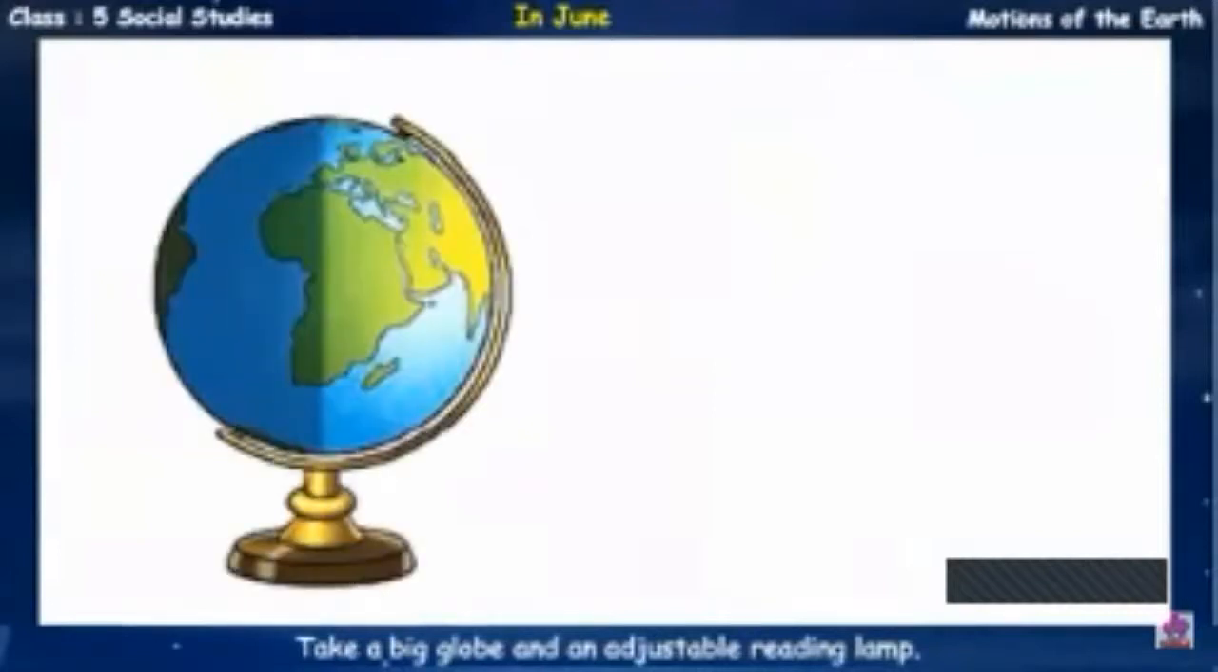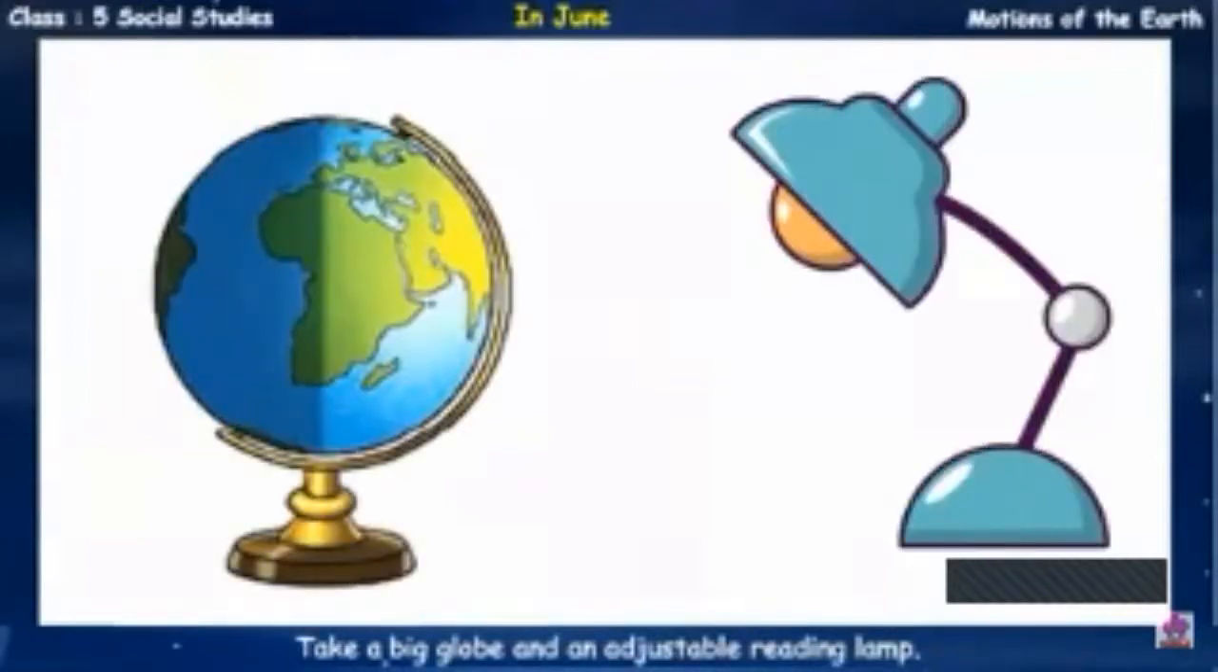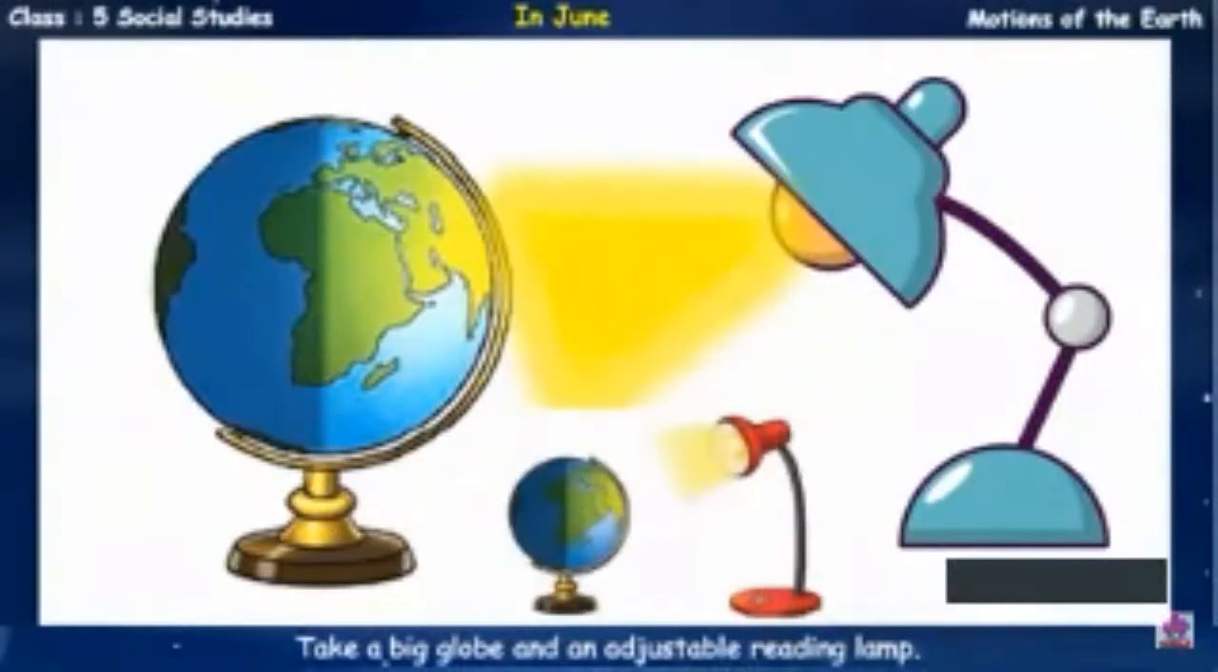First, we will see for the month of June. Take a big globe and an adjustable reading lamp. Place the lamp in the center of a table. It represents the Sun. Now, look at the given diagram. Place the globe in the position that says June. Make sure that the axis is tilted in the same direction. Turn on the lamp and focus the light on the globe.